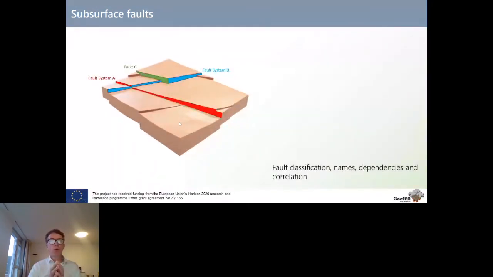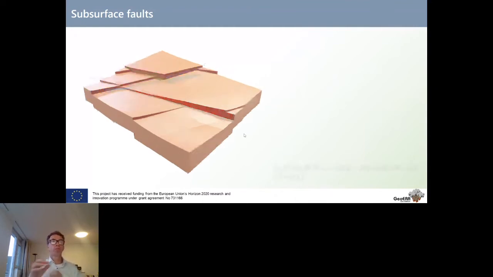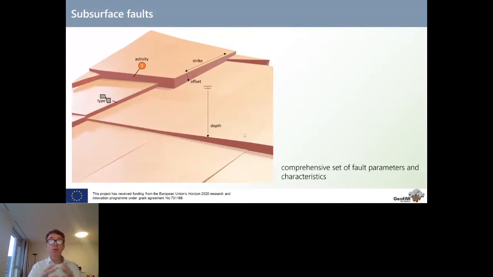When we look at faults, one of the most important parts that we have done in the project is to develop a novel classification system for faults, which shows the dependencies between faults, which is used to correlate faults, and also shows how faults are related to geology. This is the same as a stratigraphic framework for layers, but that didn't exist yet for faults, and that is what the HIKE project delivered. And HIKE, in its fault database, also delivers datasets with comprehensive information about fault parameters and characteristics.